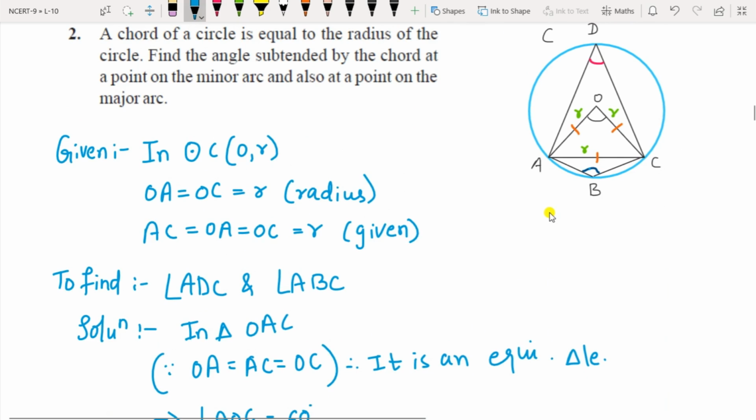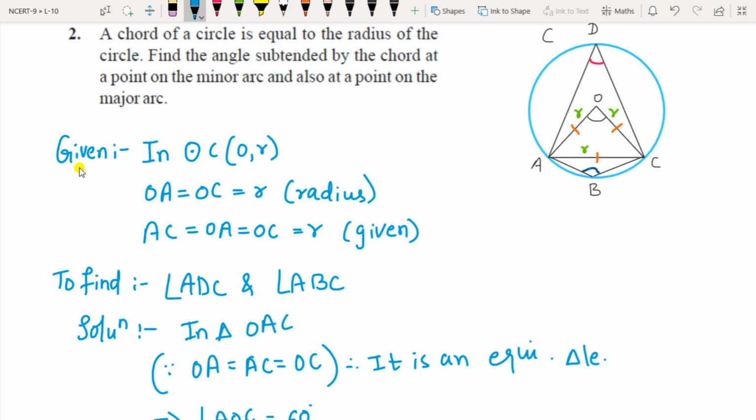So a chord of a circle, this one AC, is a chord of a circle which is equal to the radius of the circle, that is OA and OC are the radius, and its length is equal to AC here. So this becomes your equilateral triangle since all the three sides are equal. Find the angle subtended by the chord at the point in the major arc, that is D1, and at the point in the minor arc, that is B1, that I have shown with pink and blue color here.